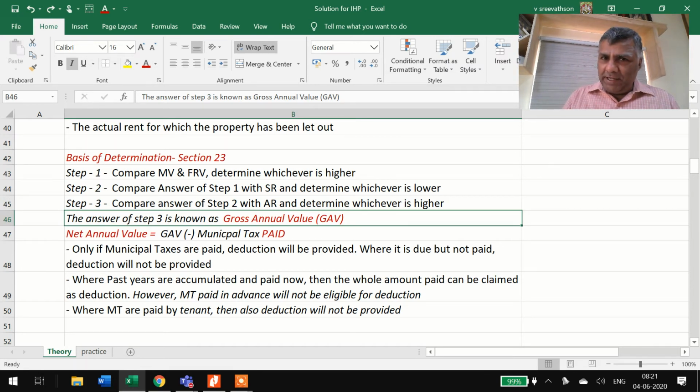Only if it is paid, deduction is allowed. Past years accumulated and paid now, claim full deduction. However, if MT is paid in advance or MT is paid by tenant, no deduction will be provided. Any doubt?